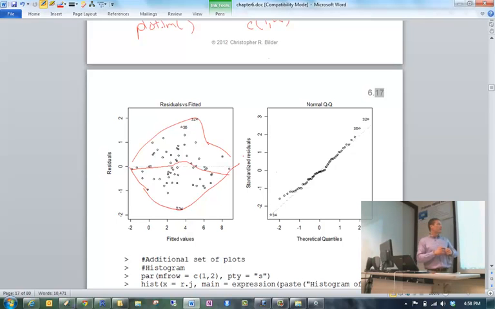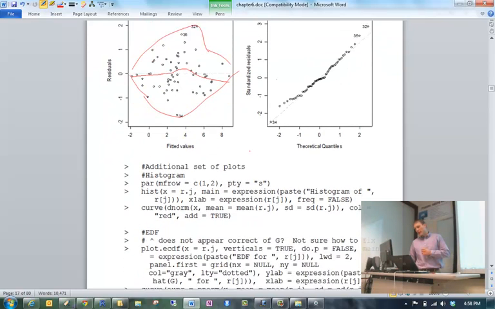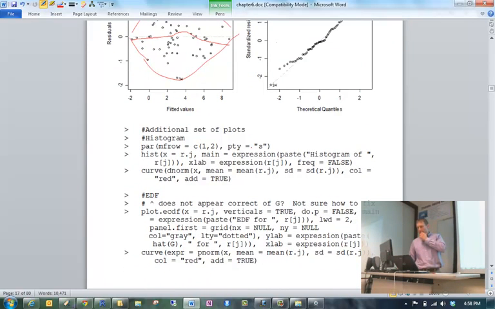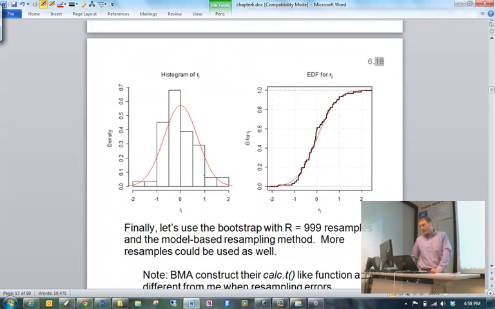And note that you can also get a QQ plot as well. We could do some histograms. We could do a histogram of our rj's. We can also do an EDF of the rj's as well. This is what we get.